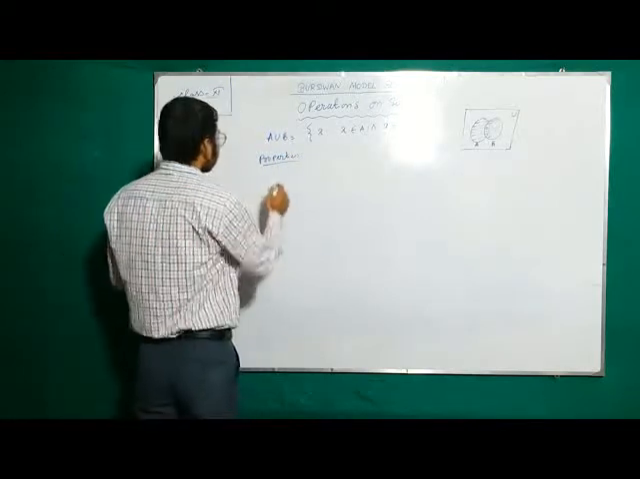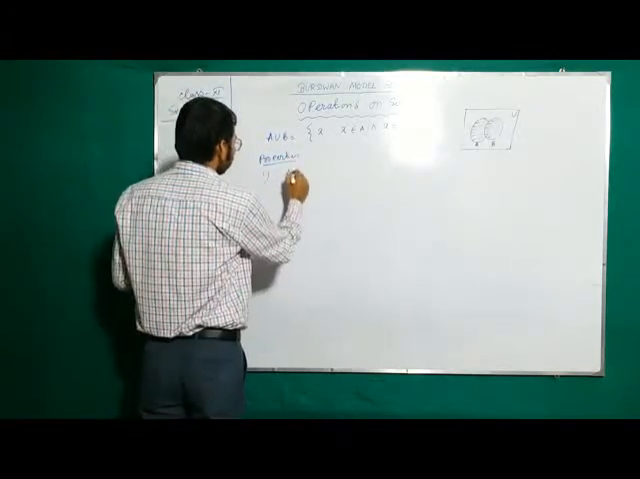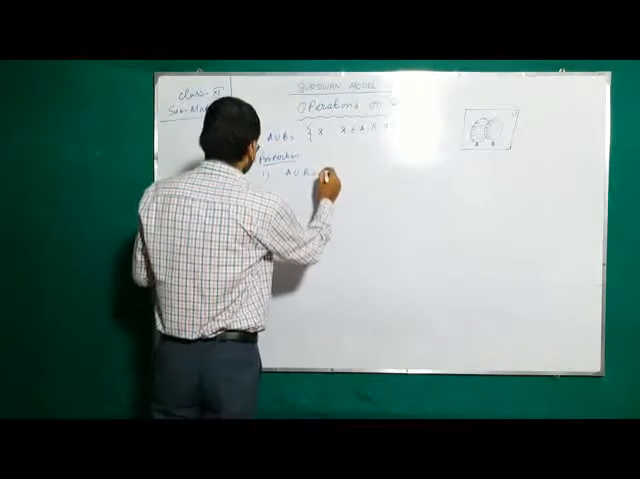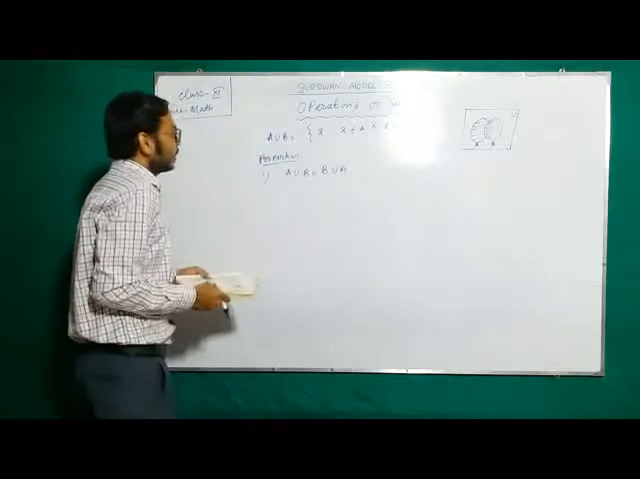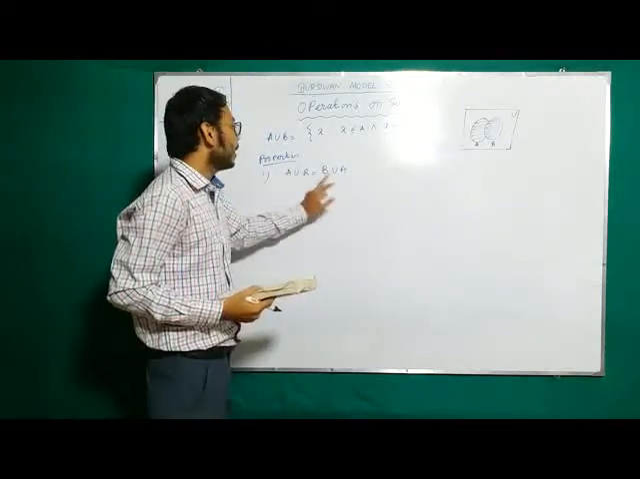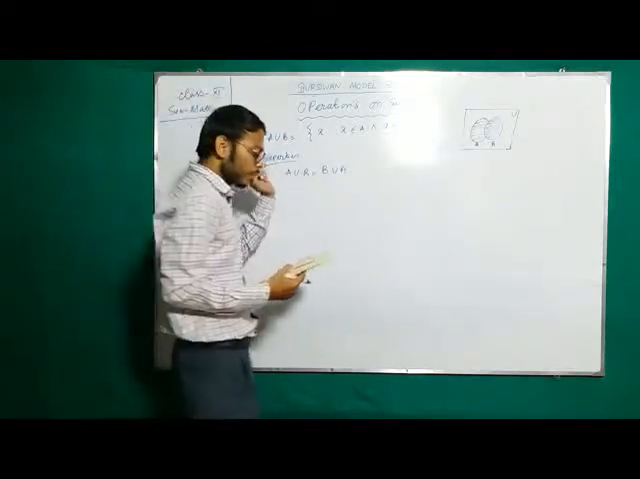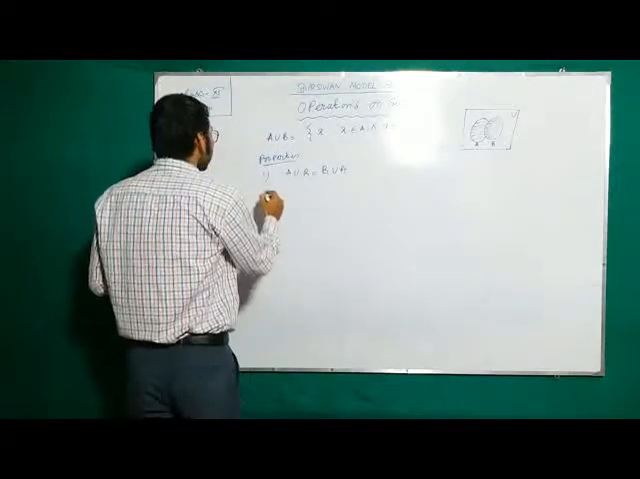First of all, the commutative property. A union B equals B union A. A union B and B union A are both the same. This is actually called the commutative property or commutative law.